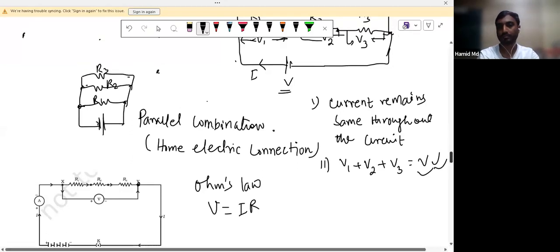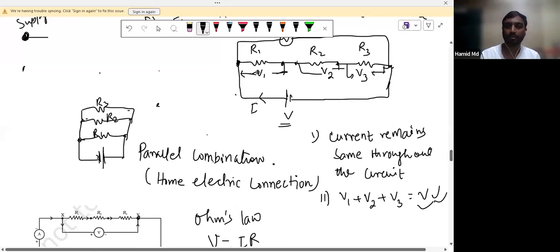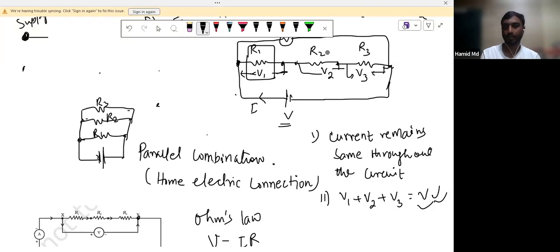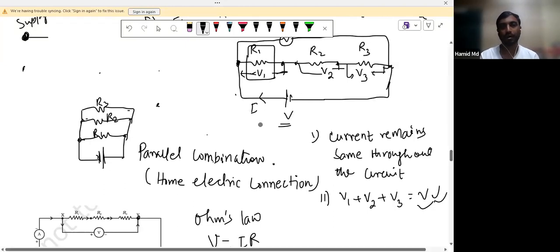So what will happen? The potential drop across this, V1, will be the current going through. The current is not changing. Current is remaining the same, so it will be I R1, right? Similarly, across it V2 will be I R2, because current is not changing. Whatever the value of current at one point in the circuit, it remains equal at each and every point. Similarly V3 is equal to I R3, right? This is clear.